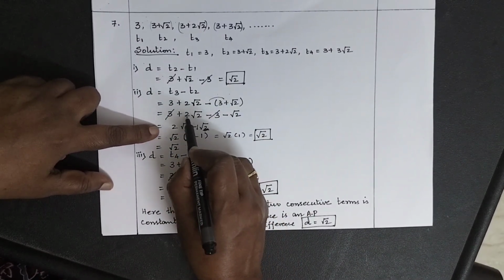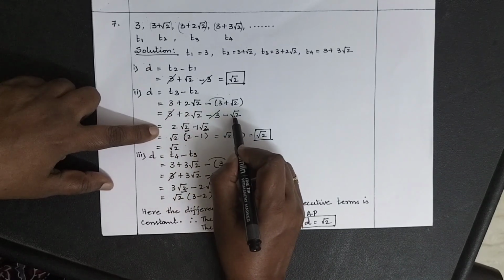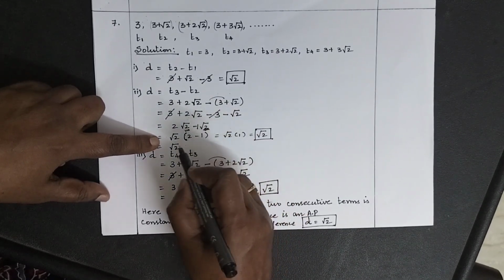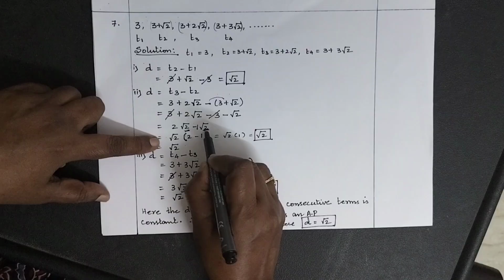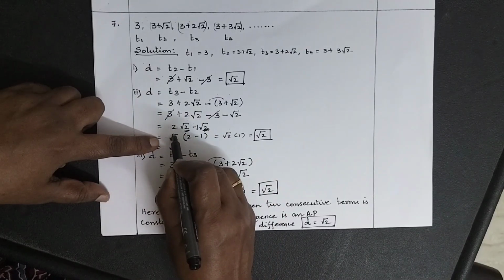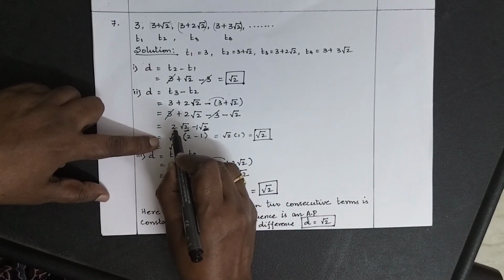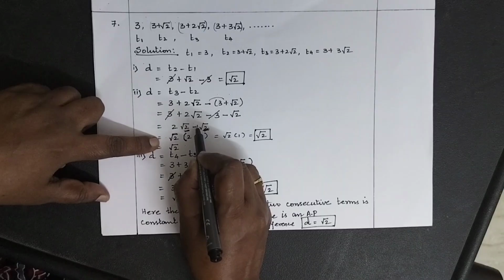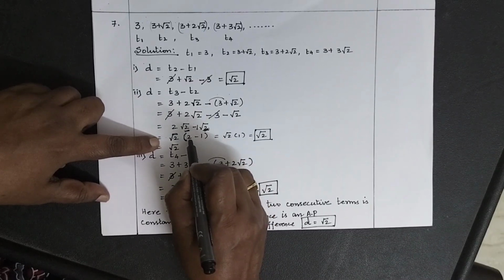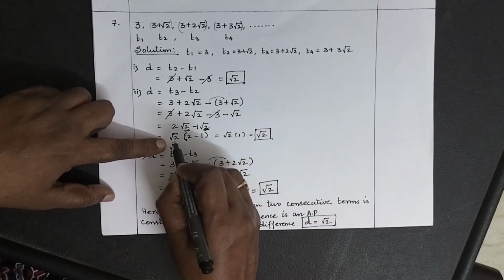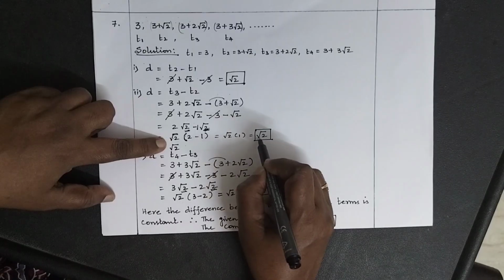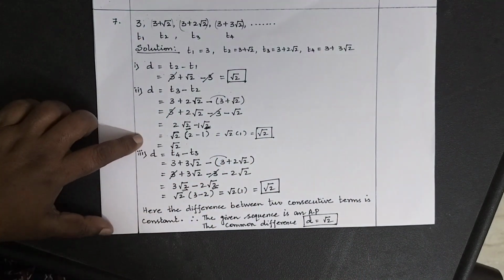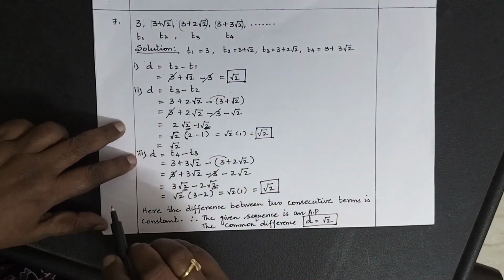Now we get only 2 root 2 minus root 2. So here this root 2 is common. Take this out. And inside, here 2 is there, here nothing is there, which means 1 is there. So 2 minus 1 is what? 1. So root 2 into 1, that is root 2. So again here D is root 2.